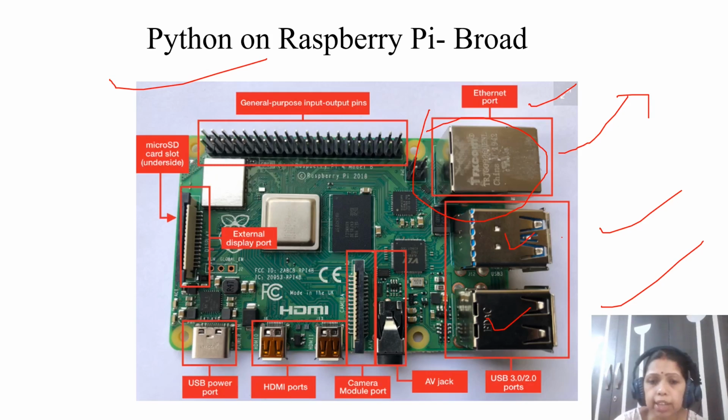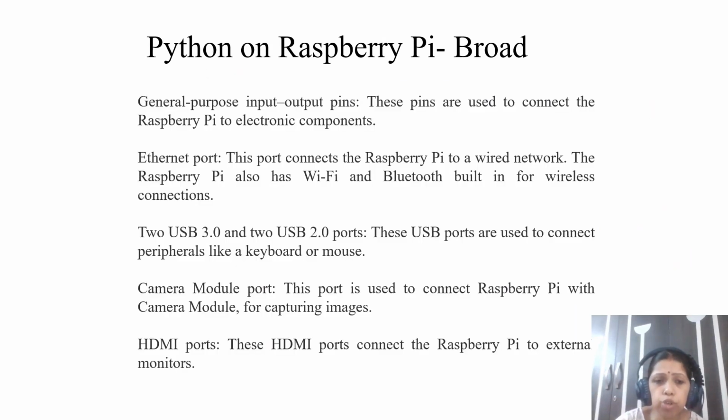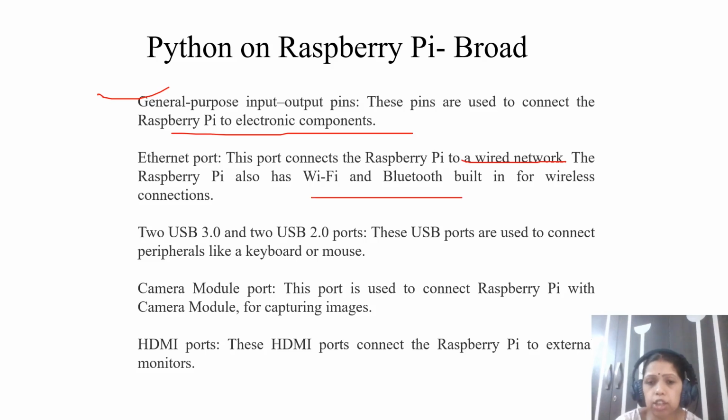Now I'm going to the next slide. Whatever ports I have mentioned are listed in this slide. General purpose input output pins connect the Raspberry Pi with electronic components, any kind of external component which can be used for input and output. This is mainly for the wired network or LAN connection. Apart from that, Wi-Fi and Bluetooth connections are also available in Raspberry Pi, which I have discussed already. Two USB ports are there for connecting the keyboard and mouse, a camera module for capturing images, and an HDMI port for connecting the external monitor with the Raspberry Pi.